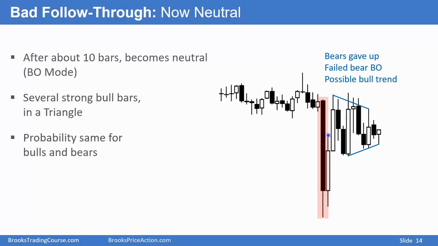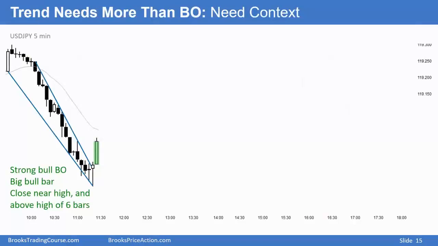Failed bear breakout does not mean bull trend. It just means the bear trend has ended, and now the market is neutral. In this particular case, it did lead to a reversal. Bear breakout, very strong. Bull breakout, equally strong. Market is neutral. And we entered a triangle, and then we got a bull breakout. Possibly the start of a bull trend.